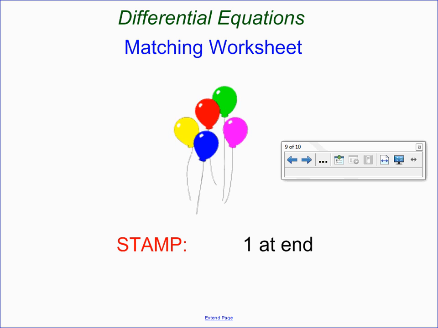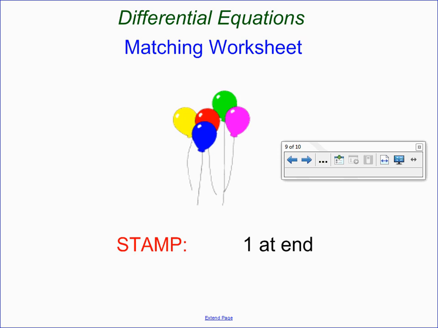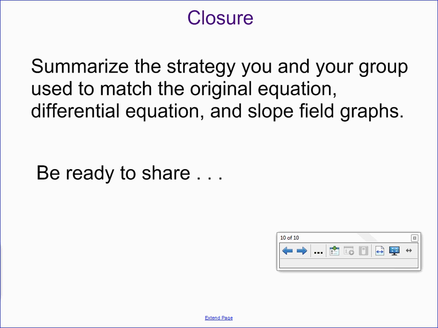I'm going to pause the recording if you scooch into your groups and get going right away. Hopefully we'll get a lot of accurate stamps today. I'm going to call on individual groups to share some of the strategies you used to match the differential equation with its slope field graph, and finally a solution curve. Summarize the strategy you and your group used. We want to get at least three things up here, so your group should be ready to share any of those three.